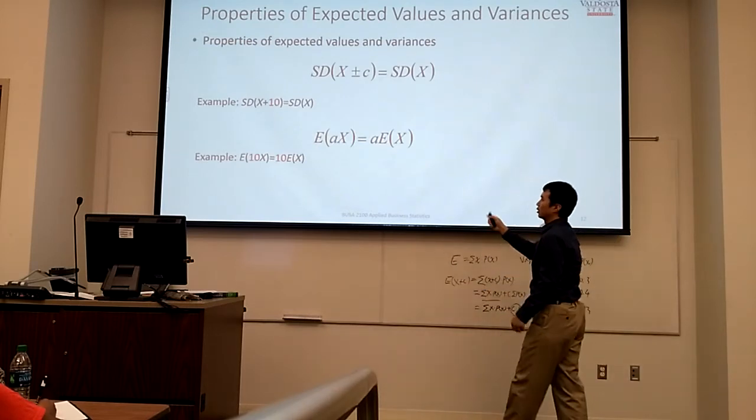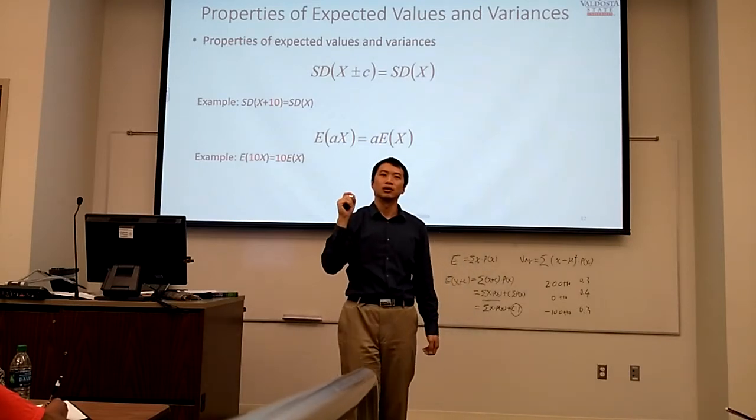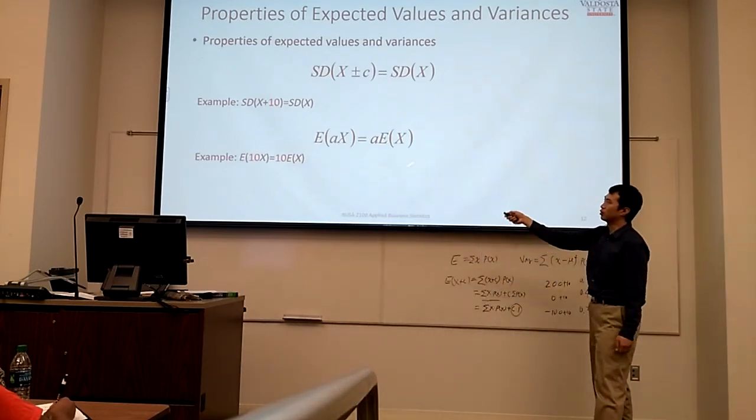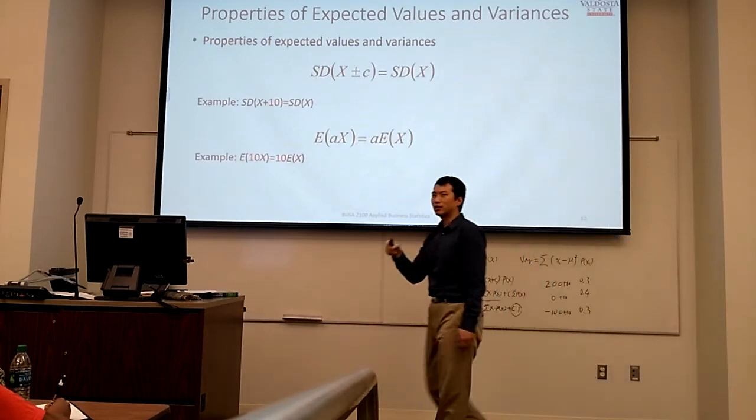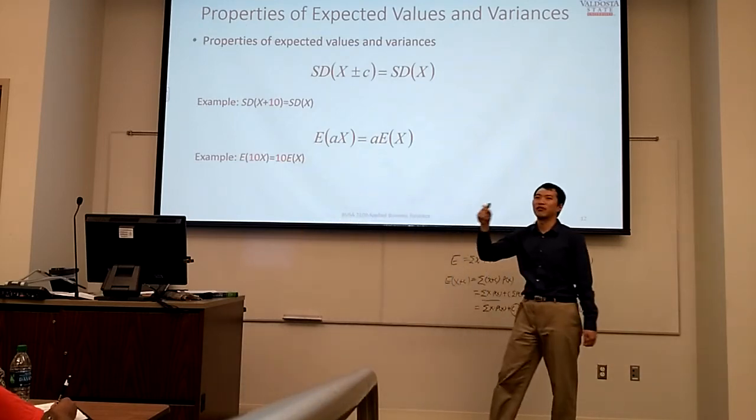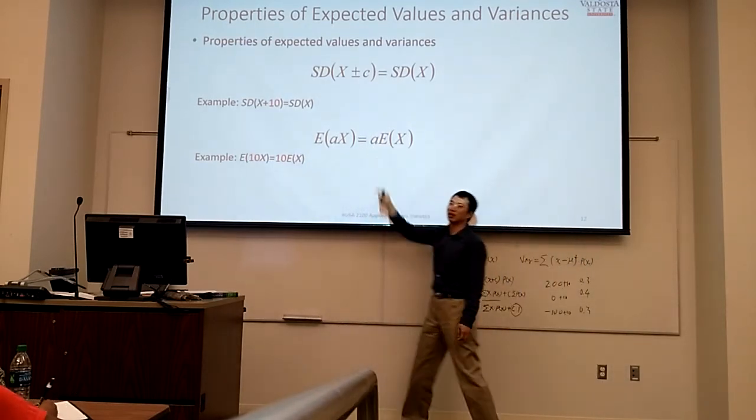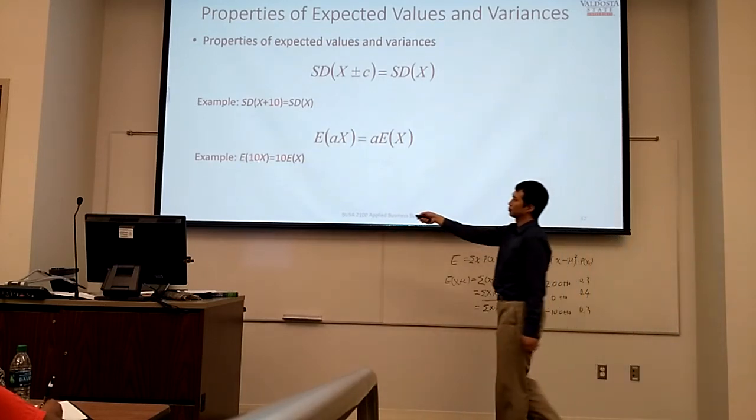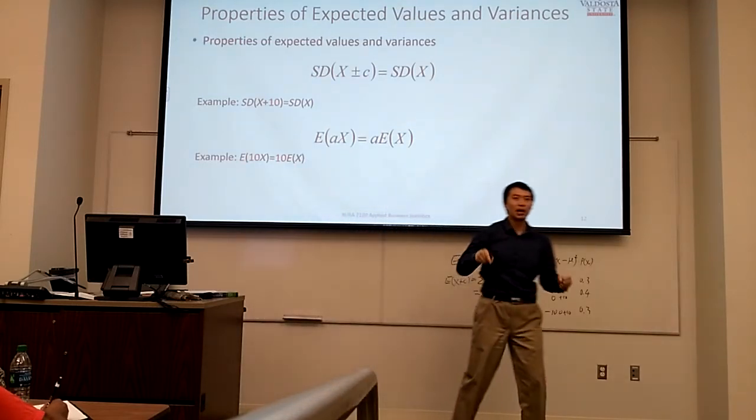Now let's talk about what happens if we multiply a constant by a random variable. Then this would be our expected value. The expected value of the constant times the random variable is equal to the constant times the expected value of that random variable. You can just take the constant out. We will have this expression. And here is one example: the expected value of 10 times x is equal to 10 times the expected value of x.